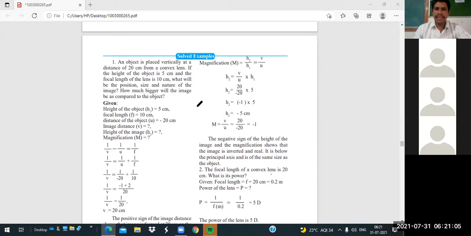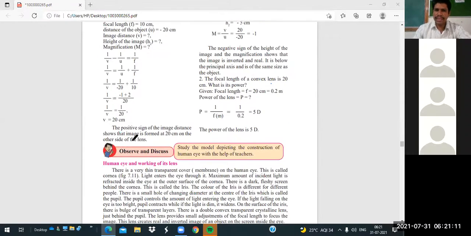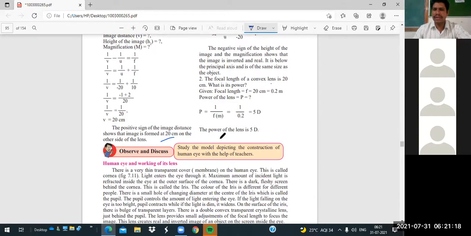Now we have to find here position, size and nature. Bigger how much, that we can find here. The positive sign of the image distance shows the image is formed at 20 centimeter on the other side of the lens. Means we have considered like this lens, and our answer is positive, due to the image is formed this side, the right hand side, and we have kept the object on the left hand side of the lens.